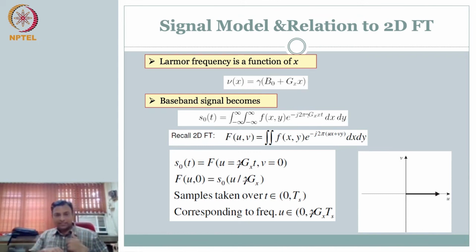Here what we are seeing is that I am actually measuring directly the Fourier transform, the Fourier space of the object, actually measuring the 2D Fourier transform space of the object f of x comma y.